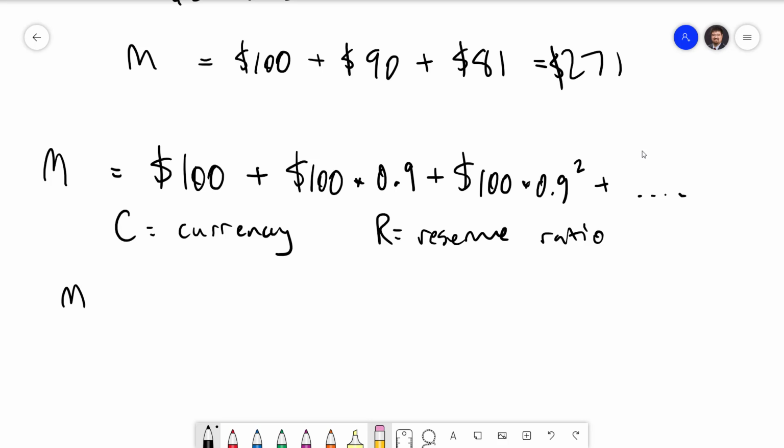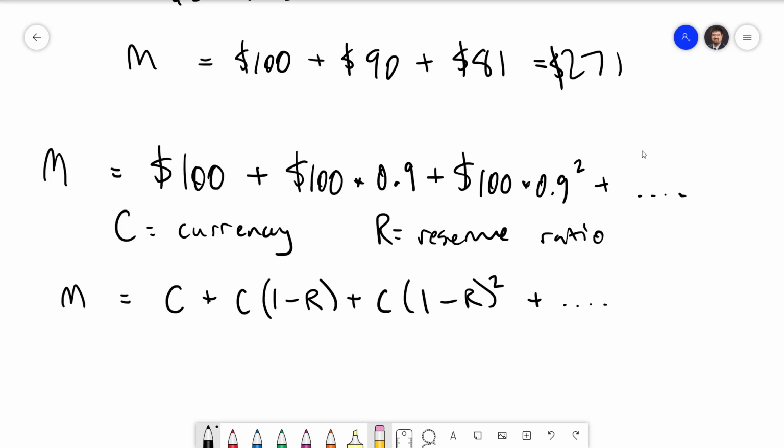So our money supply will be C plus C times (1 minus R), C times (1 minus R) squared, and so on. This is an infinite geometric series that works very similarly to the formula for the present value of an infinite income stream that we worked with previously. This conveniently comes out to C over R. For the purposes of this class, I am going to skip the calculus proof of this.